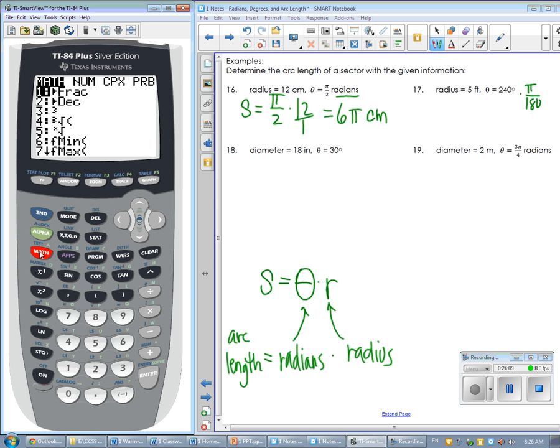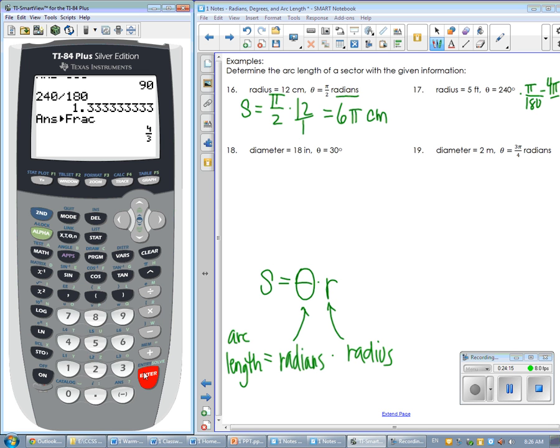And whoops, I need to change it into a fraction. So I know that 240 degrees is equivalent to 4 pi over 3. Now I can plug that into my formula. So I know that arc length is going to be 4 pi over 3 times 5. And I can put that 5 over 1. And if I multiply through, that's going to give me 20 pi over 3. And that's going to be measured in feet.